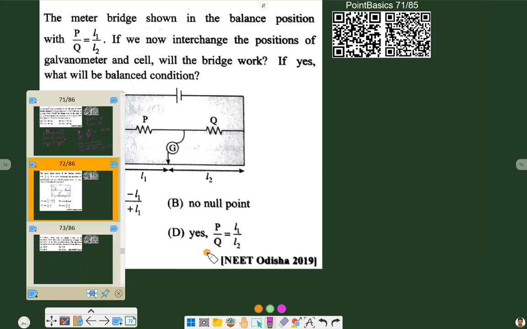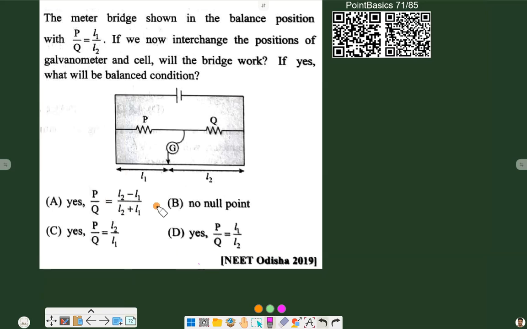So yes, it will work and the balance condition will stay as it is. P by Q is equal to L1 by L2. So option D will be the right answer.